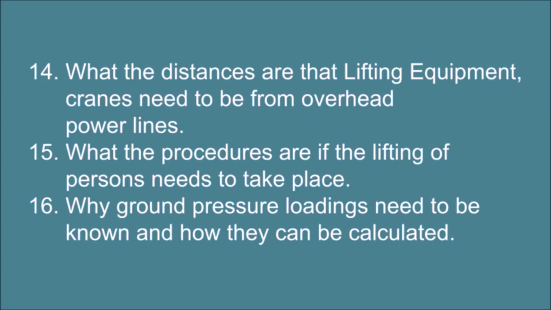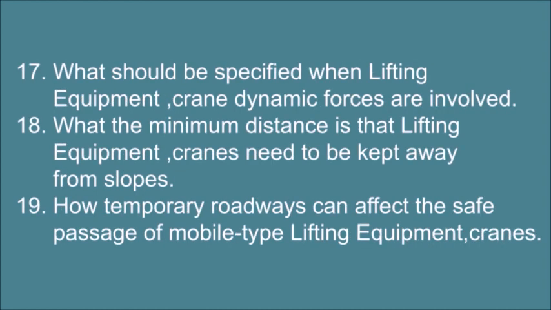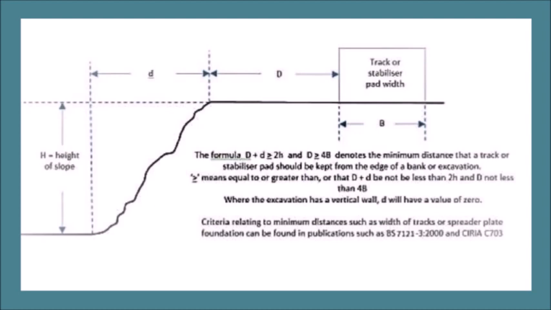16. Why ground pressure loadings need to be known and how they can be calculated. 17. What should be specified when lifting equipment crane dynamic forces are involved. 18. What the minimum distance is that lifting equipment cranes need to be kept away from slopes. 19. How temporary roadways can affect the safe passage of mobile type lifting equipment cranes. The diagram of the formula used to calculate the minimum distance required.